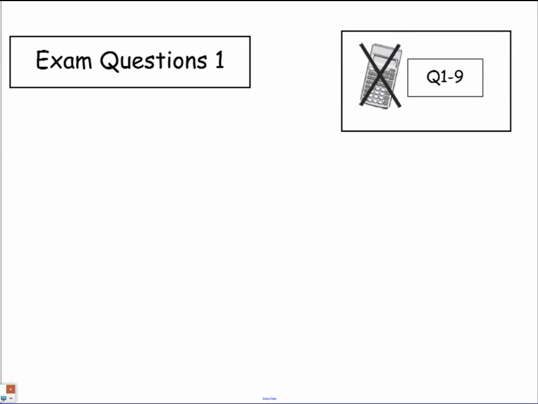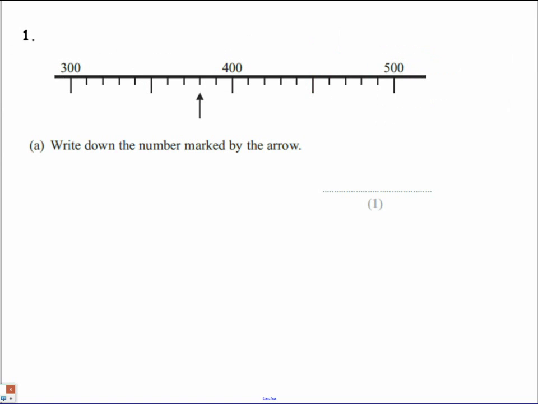The first part of the work booklet had exam questions 1, where there were 9 questions, all non-calculator, so they have this symbol in the top right-hand corner. Question 1 then. Write down the number marked by the arrows. So this is a question on scales.